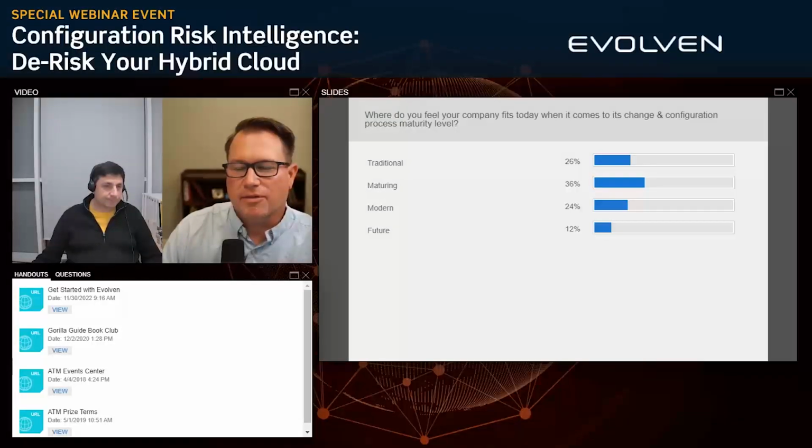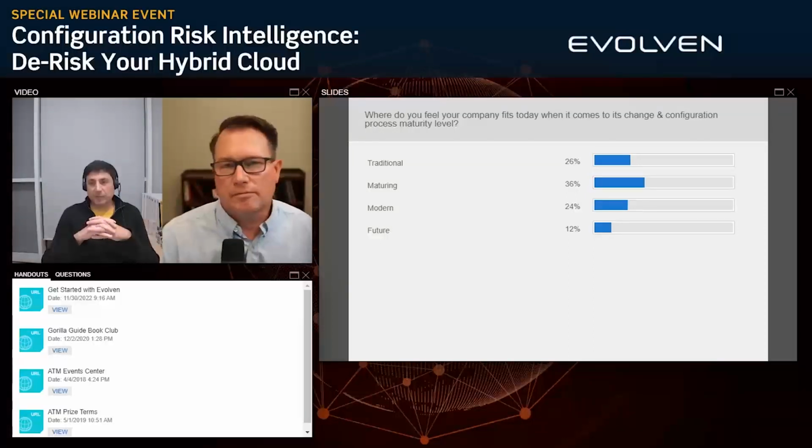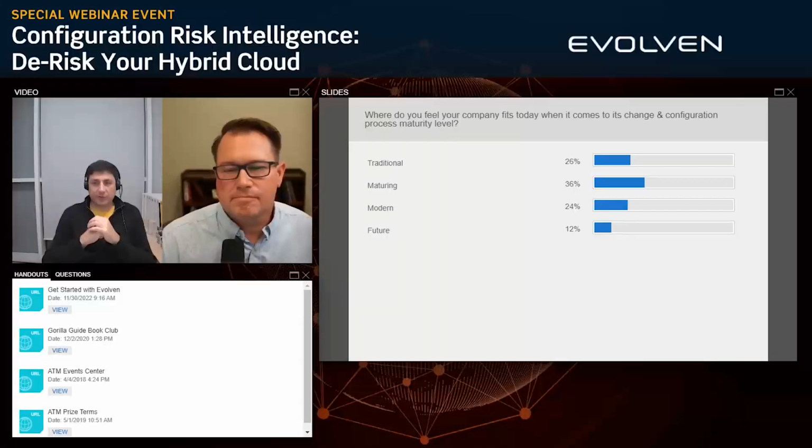And it looks like 36% said maturing. That was kind of the leader, but it's relatively evenly spread across traditional and modern. 10% said future. Sasha, what do you think? I think it's very representative of what we see also in other resources in terms of the state of digital transformation, right? There are some companies that started early and now are very advanced. There are some companies that are maturing right now. There are companies that are preparing themselves. So I would say that this distribution reflects the state of the digital transformation that I see in the market. It's very, very interesting.